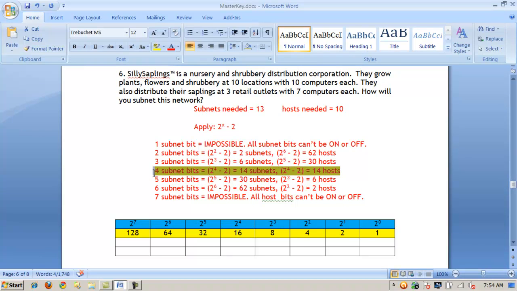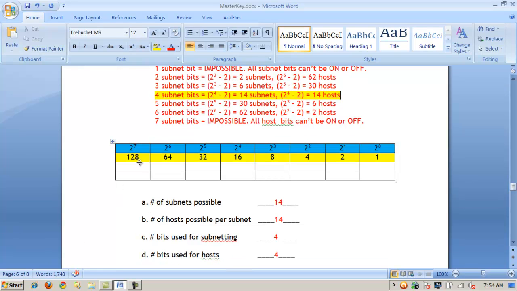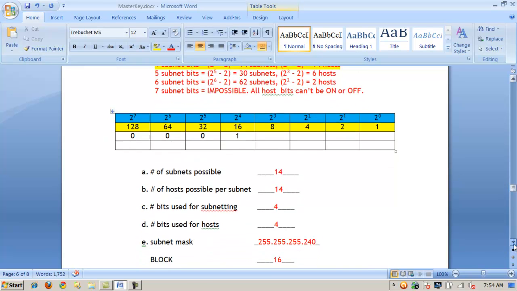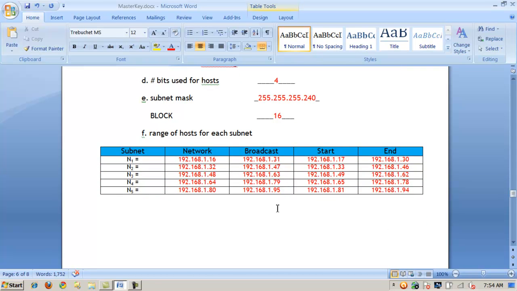So this appears to be the combination of host and subnet bits that can fit that situation the best. If that's the case, and I'm using 4 bits, again, off, off, off, and 1, we'll turn the 16-bit on. Notice that that affects the number of subnets and hosts, the bits used, the subnet mask, the block. And again, the network, the broadcast, and the range are the same.